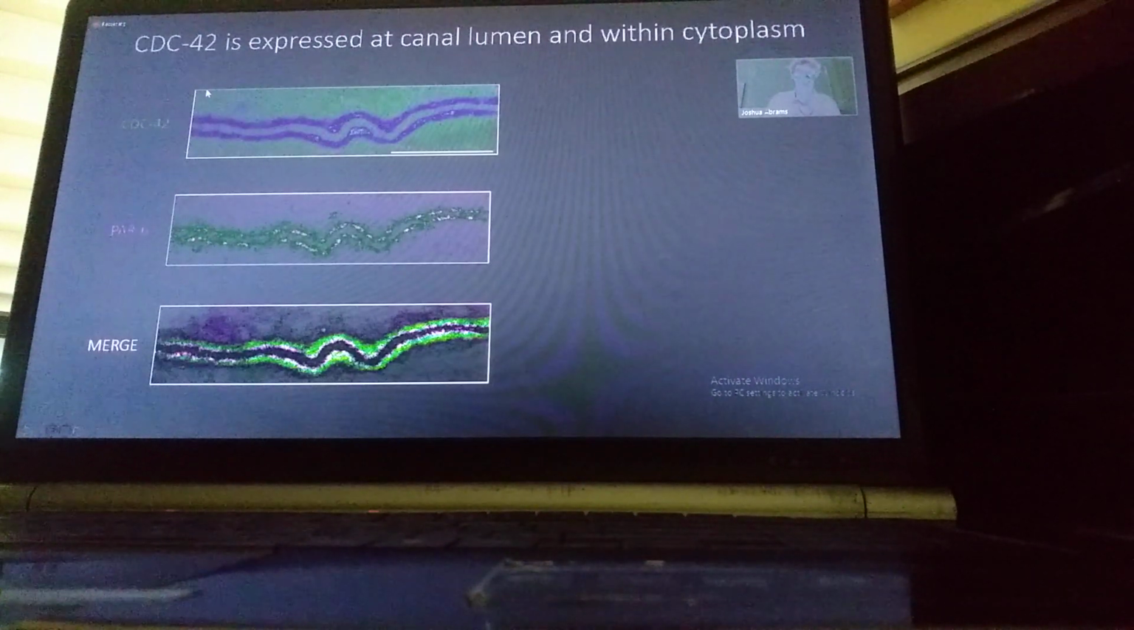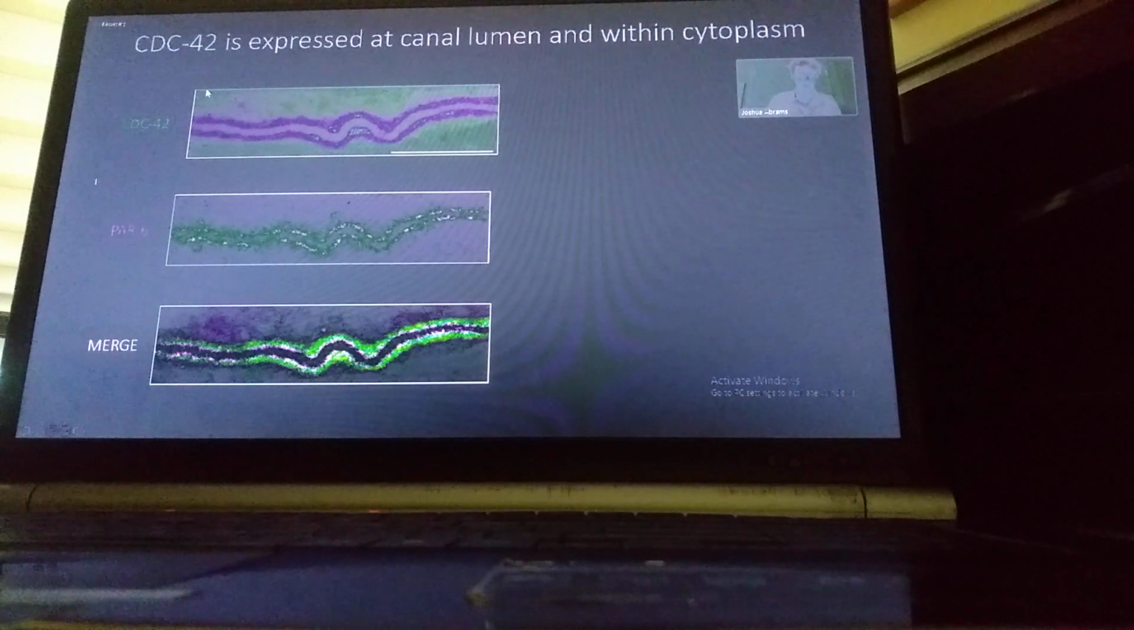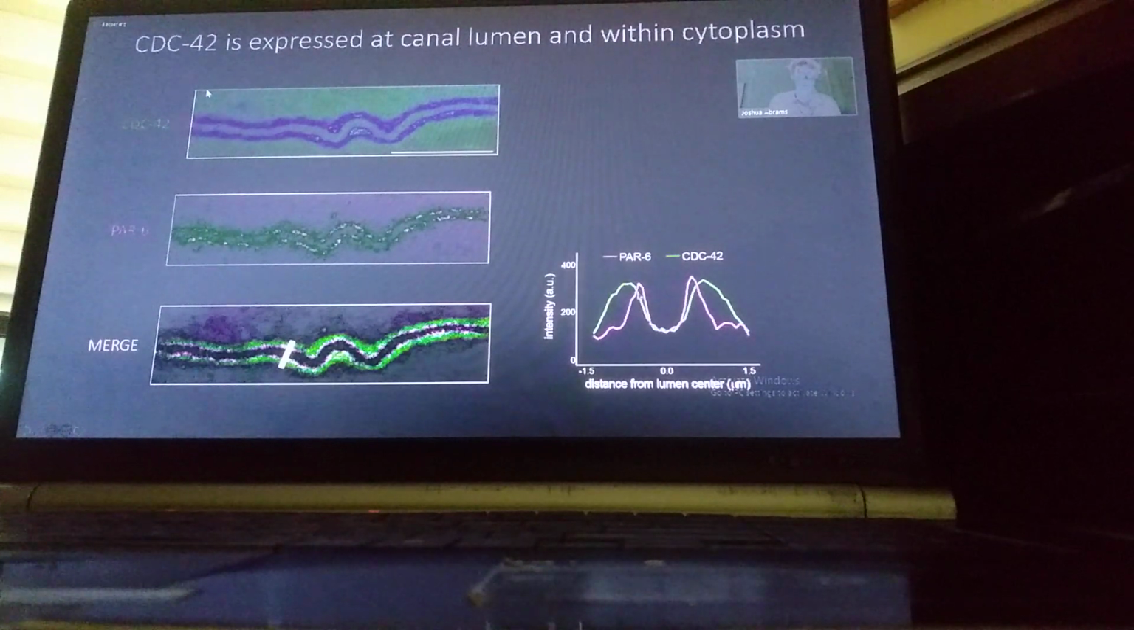CDC42 actually showed us a broader distribution. So compared here to PAR6, you can appreciate that CDC42 is expressed within a region of the cytoplasm as well as at the luminal domain. And in this line trace, you can perhaps appreciate that even better, that PAR6 tightly localizes to the lumen, whereas CDC42 is more broadly expressed.